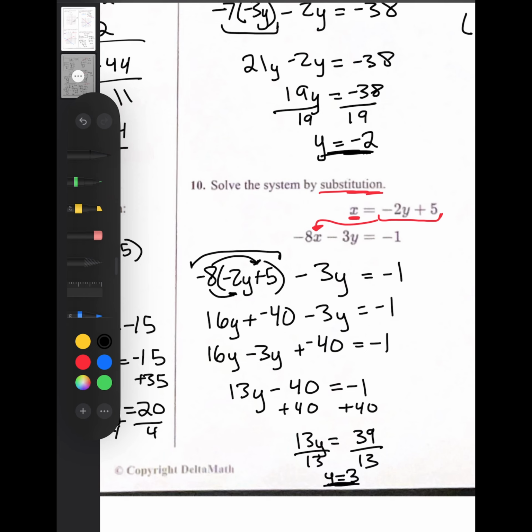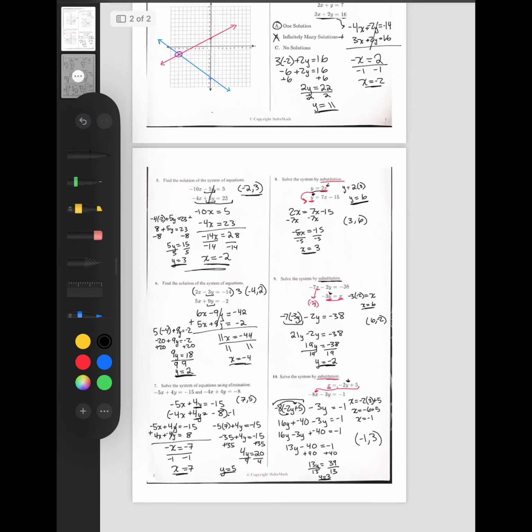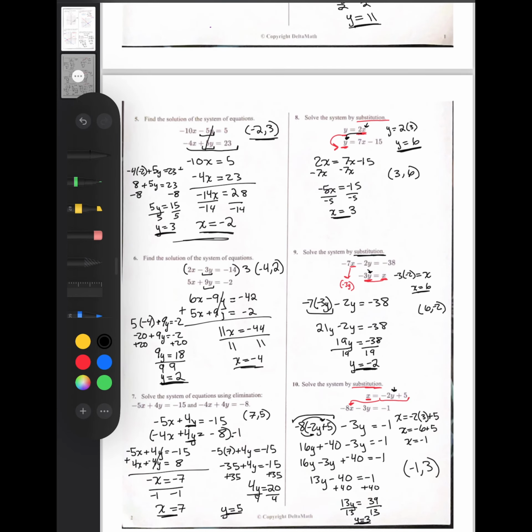So, we're not done yet because we don't have our x value. This y is going to get plugged right into this value here. So, I'm going to just rewrite. There we go. Now, x equals negative 2 times 3 plus 5. X equals negative 6 plus 5. That should get you x equals negative 1. So our ordered pair solution here is negative 1, 3. So now we have finished the activity for the week of the 19th of September.